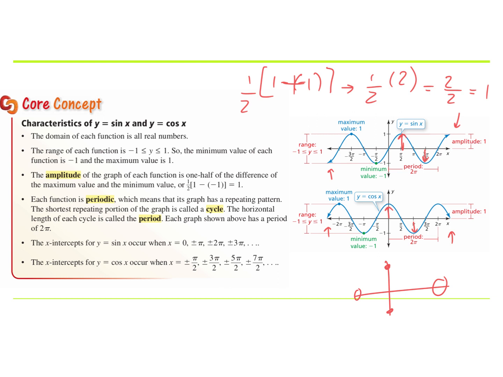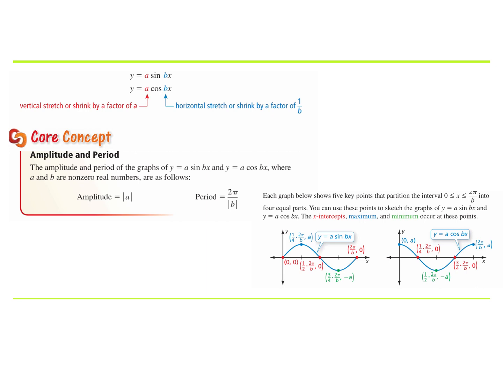So the x-intercepts are going to occur at pi over 2, 3 pi over 2, 5 pi over 2, 7 pi over 2. It's always plus pi over 2. So not plus or minus, 9 pi over 2, 11 pi over 2, 13 pi over 2, on and on and on and on.